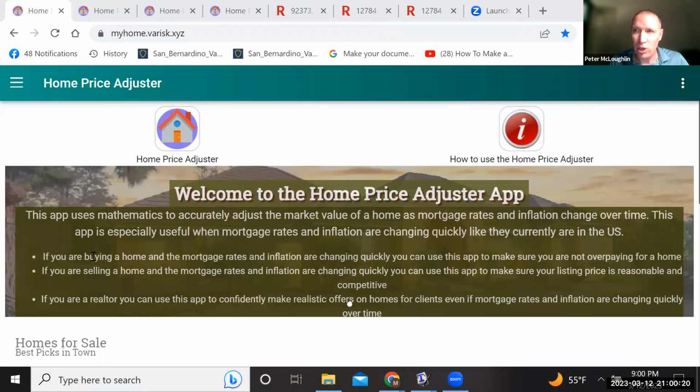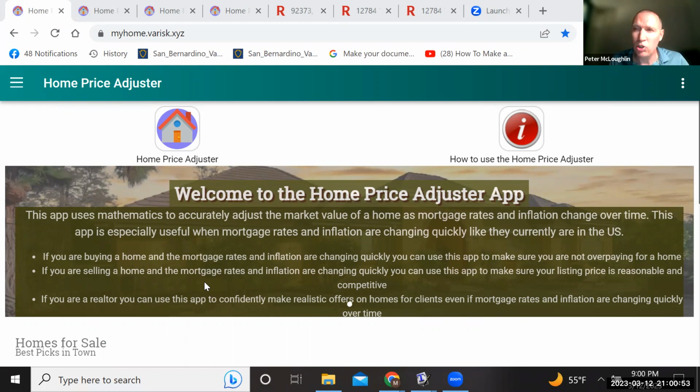So then it has more descriptions here. If you are buying a home and the mortgage rates and inflation are changing quickly, you can use this app to make sure you're not overpaying for a home. If you're selling a home, you can use this app to make sure your listing price is reasonable and competitive. And if you're a realtor, you can use this app to confidently make realistic offers on homes for clients, even if mortgage rates and inflation are changing quickly over time.